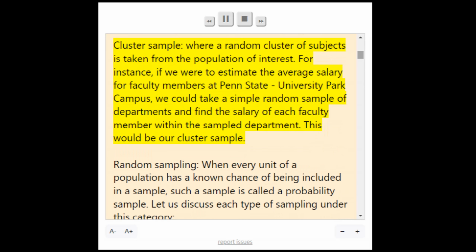Cluster sample: a random cluster of subjects is taken from the population of interest. For instance, if we were to estimate the average salary for faculty members at Penn State, University Park campus, we could take a simple random sample of departments and find the salary of each faculty member within the sampled department. This would be our cluster sample.